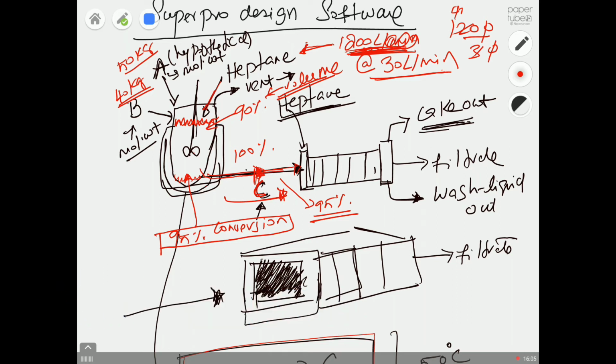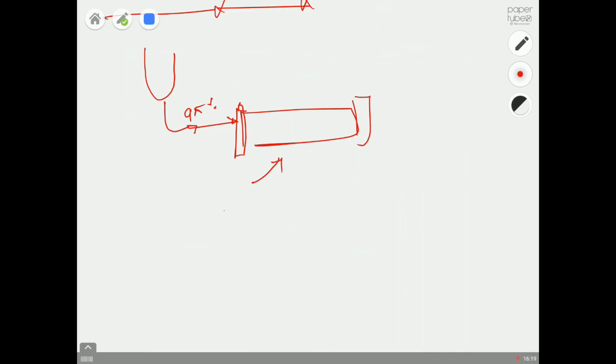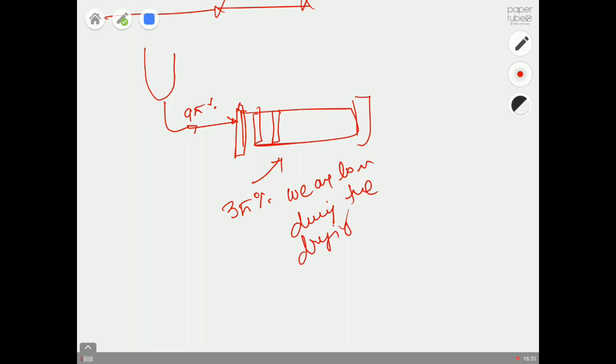And then we take the reactor and we are going to filter 95% of everything that comes out of the reactor. And then in the filtration unit we are going to assume something like 35% we are going to lose during the drying. So you have some cake here, we will wash it and then eventually it will get dried.